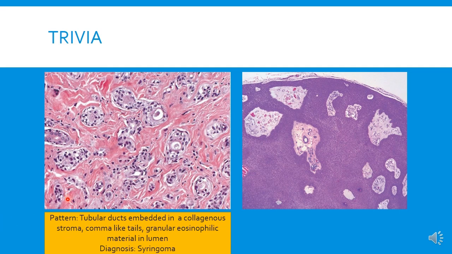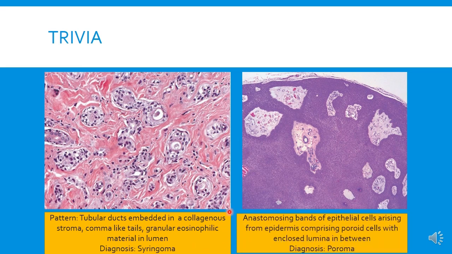So the first tumor which we saw, tubular ducts embedded in a collagenous stroma, comma-like tails, granular eosinophilic material in the lumen. Diagnosis is, you guessed it right, it is syringoma. And this tumor, anastomosing bands of epithelial cells arising from epidermis comprising poroid cells with enclosed lumina in between. Diagnosis, you are right, it is poroma.